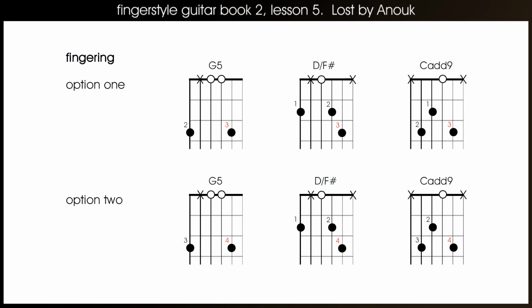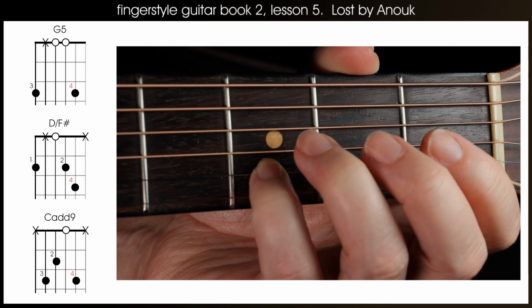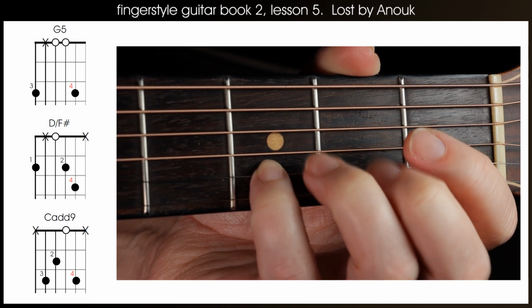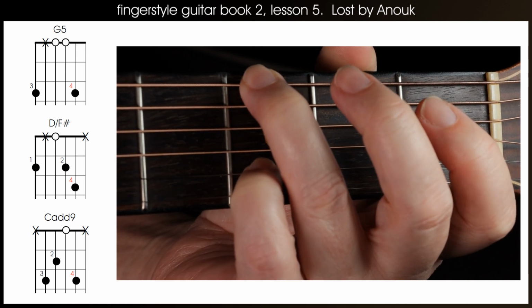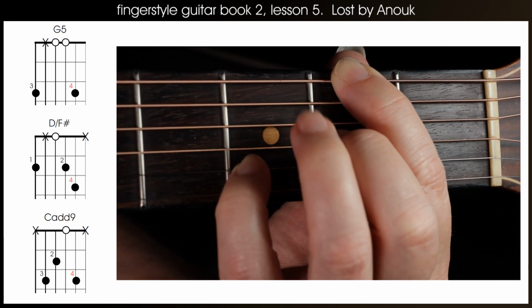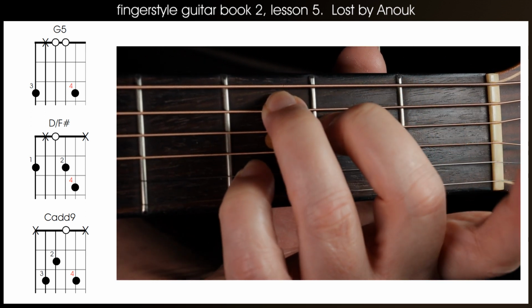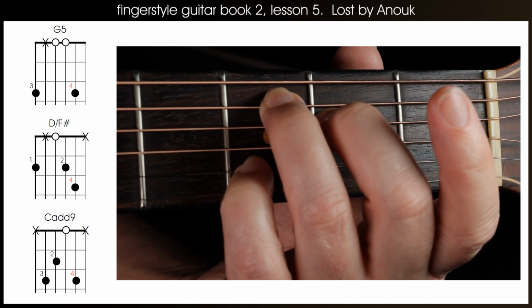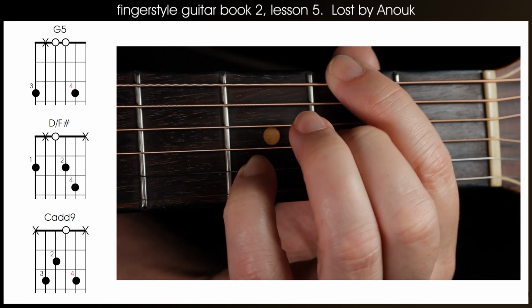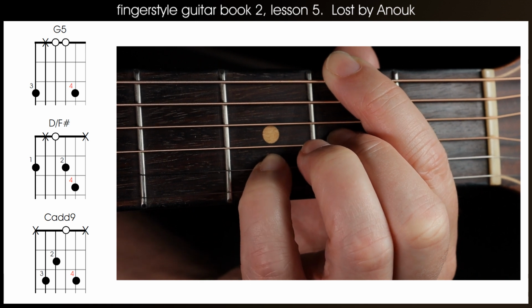Option 2 is where the fourth finger holds down the third fret on the B string. So let's put the fourth finger into place first and play the G5. Then we move to the D with an F sharp bass. Then move across to the C add 9 and finish back on the D with the F sharp bass. And here's option 2 again.